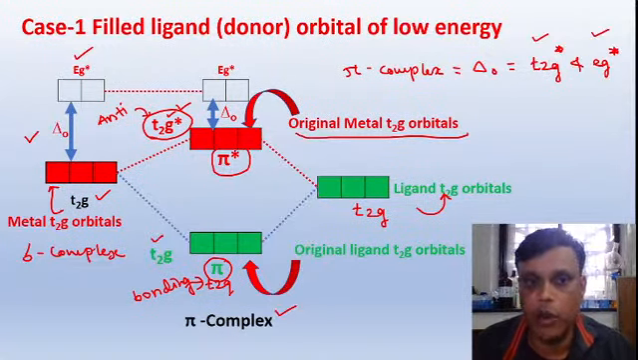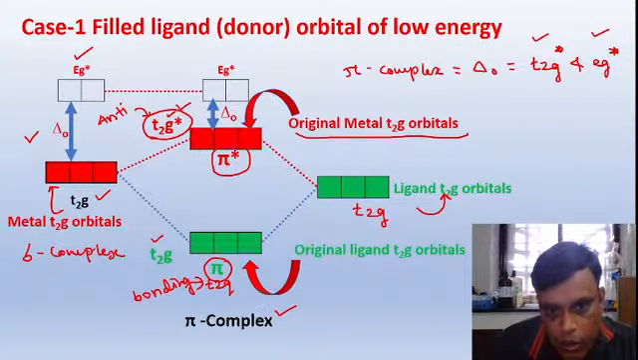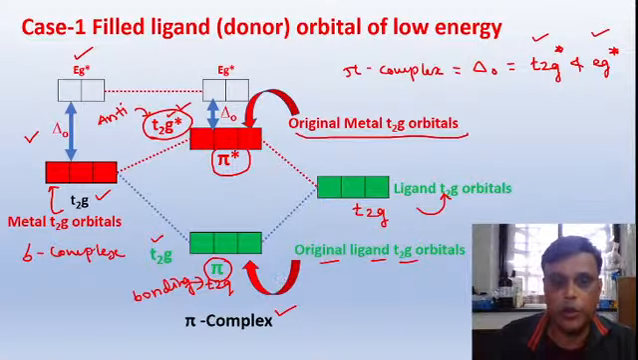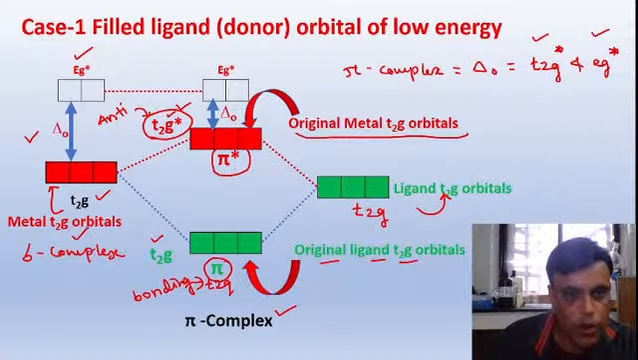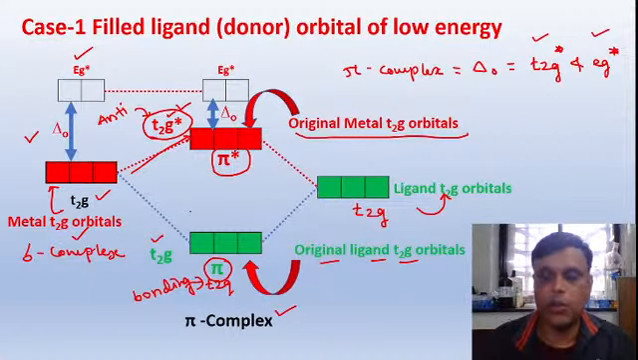The magnitude of delta O gets decreased in pi complex, and whatever bonding orbital there is, it is the original ligand T2G orbital. The ligand's T2G orbital goes lower in energy, and the metal's T2G orbital goes higher in energy. So due to this, what happens, let us see here.